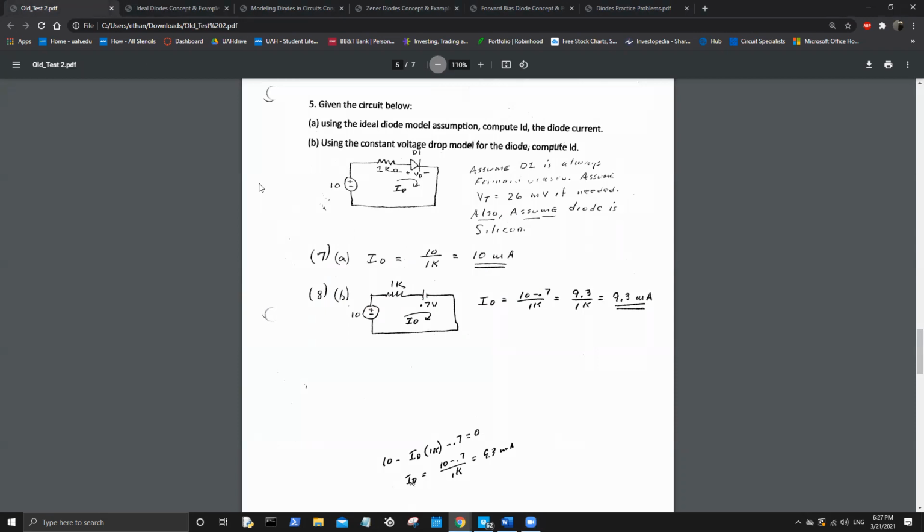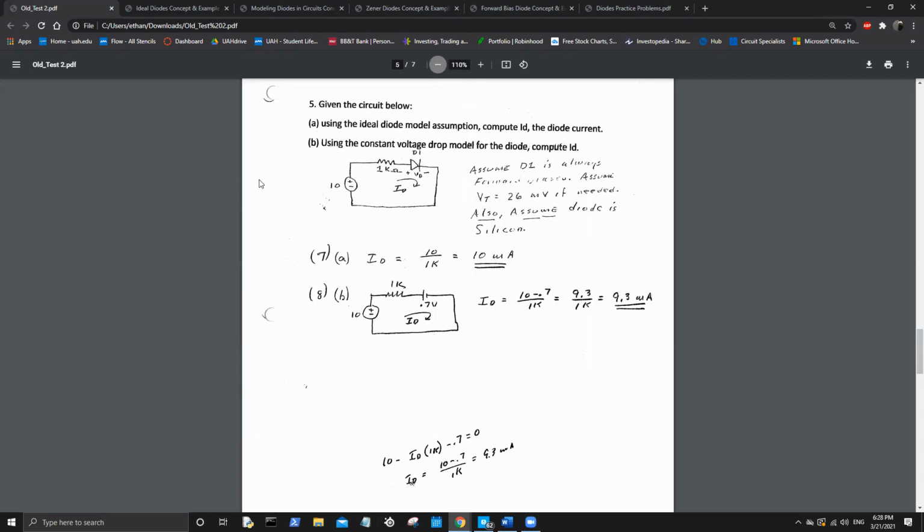Right. Actually, I don't know. Maybe it's weird, I think it's one of those things. Actually, yeah, because here it says using the ideal diode model assumption, compute ID, the diode current. It says given the circuit below. Yeah, it's weird because I can't tell what's given and what he's using as his work. In this one, obviously, he'd have to give us the circuit because that's where our values come from.